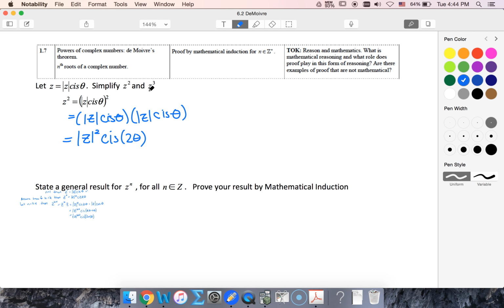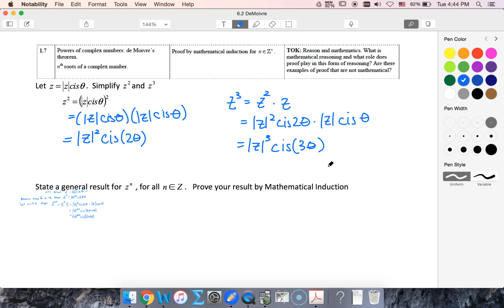Now if I wanted to find z cubed, well of course z cubed is just z squared times z. So I'd get magnitude z squared cis 2 theta times magnitude z cis theta. And then applying the same rules of products, I multiply my moduli together to get magnitude z cubed, and then I sum my arguments and get 3 theta.